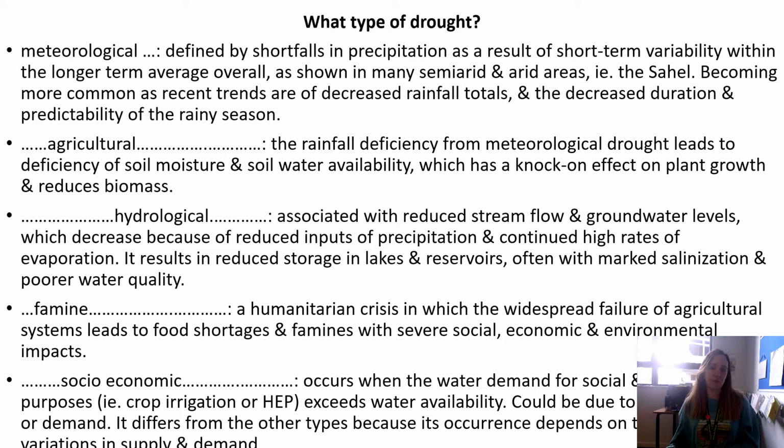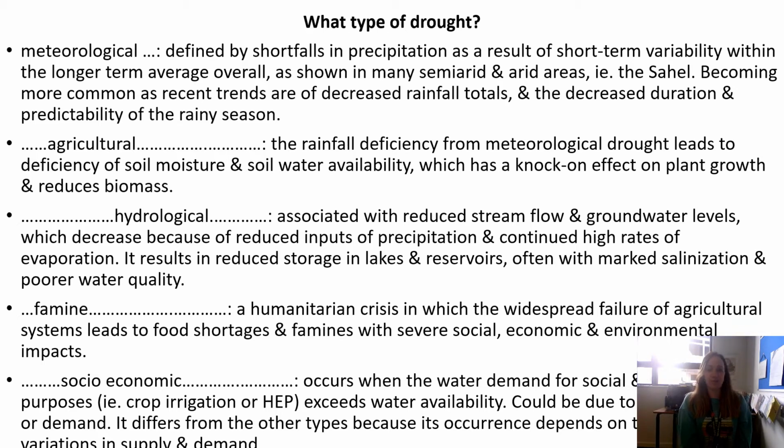So we're going to learn more about that in future lessons, but it can lead to prices of water going up. So businesses taking advantage, or it can lead to companies going under because they can't afford water, they can't access water. So socioeconomic is getting quite severe. And then probably the most severe, because it involves actually loss of life due to water loss, is famine.